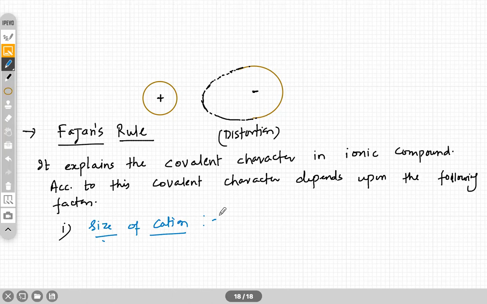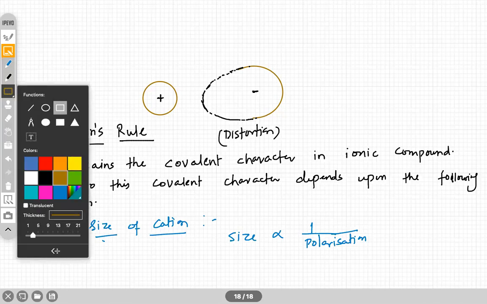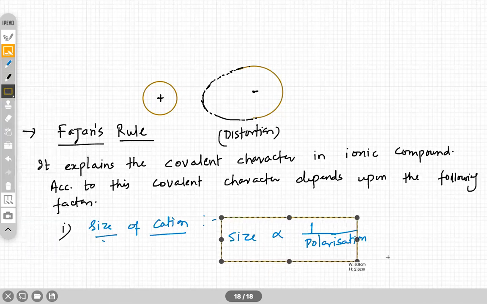As the size of cation decreases, polarization increases. So size is inversely proportional to polarization. Why this relation we have, I'll tell you here.